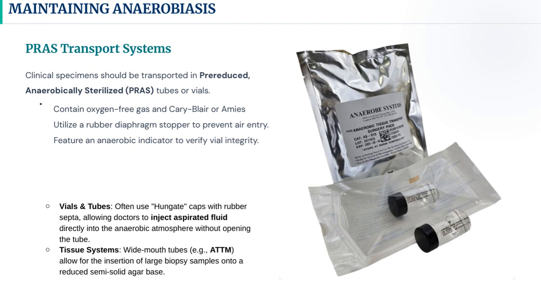To keep everything truly anaerobic, indicators confirm vial integrity, rubber stoppers block air, and the tubes contain oxygen-free gas. These are called PRAS systems, pre-reduced, anaerobically sterilized, designed specifically for safe transport.